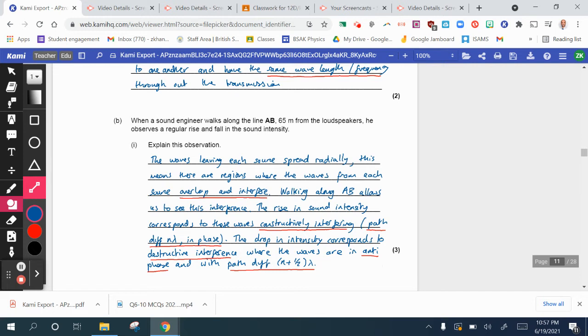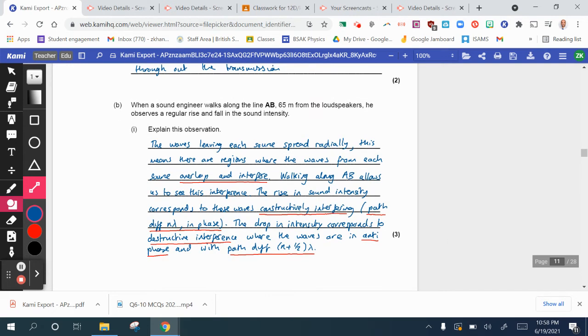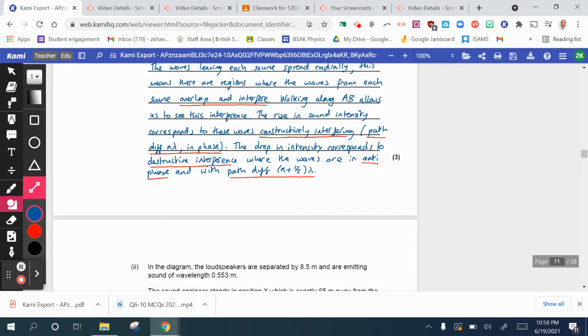And the fall in intensity of sound corresponds to destructive interference. So the waves destructively interfere. And where does this happen? Where the waves that are overlapping are in antiphase with one another, and that corresponds to a path difference of order of half a wavelength. So half a wavelength, 1.5 wavelengths, 2.5, etc. And that's where your marks are often. This could be a 5-mark question, so you mention the same points.